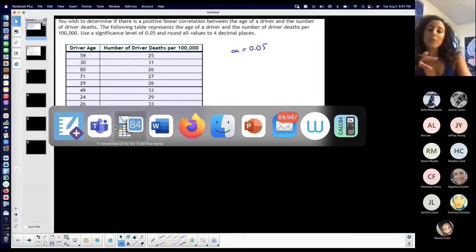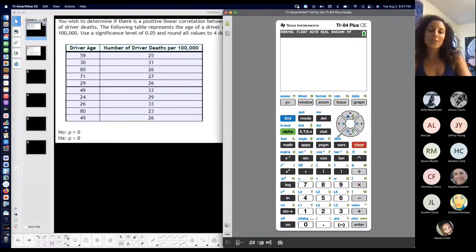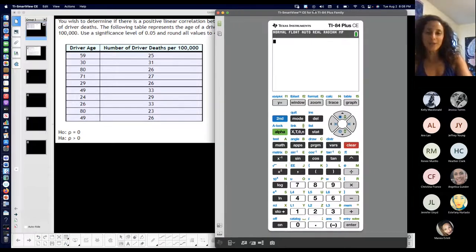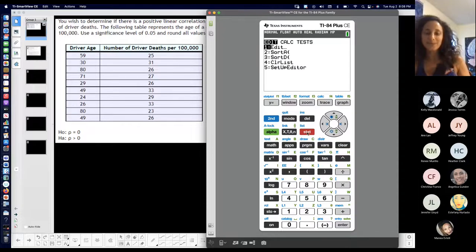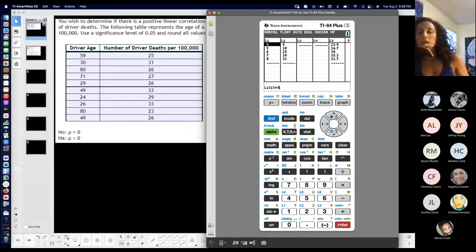I didn't input these values into my calculator yet, so wonderful timing, right? We could do that together. So stat and edit, to input values into our calculator. I have stuff in L1 and L2, so I'm going to clear that out. I'm going to scroll up and then clear, enter, and then scroll up, clear, enter. If you have the app, then you press delete. Don't press delete on the actual physical calculator.